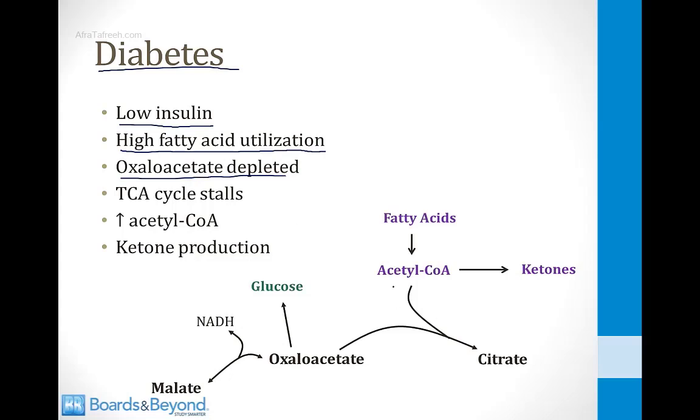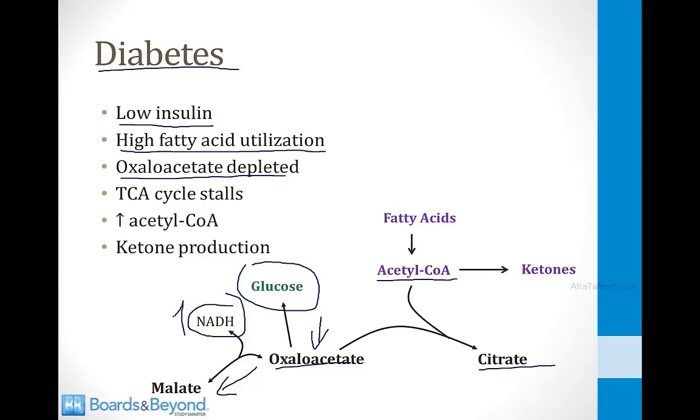On the screen here, I've shown the first step of the TCA cycle where acetyl-CoA combines with oxaloacetate to form citrate. In the setting of low insulin levels in diabetes, much of this oxaloacetate is being diverted to glucose production for gluconeogenesis. Thus, that decreases the pool of oxaloacetate and slows down the TCA cycle. In addition, fatty acid oxidation produces a lot of NADH. This tends to drive this step of oxaloacetate and malate in the reverse direction. This is a reversible step of the TCA cycle.